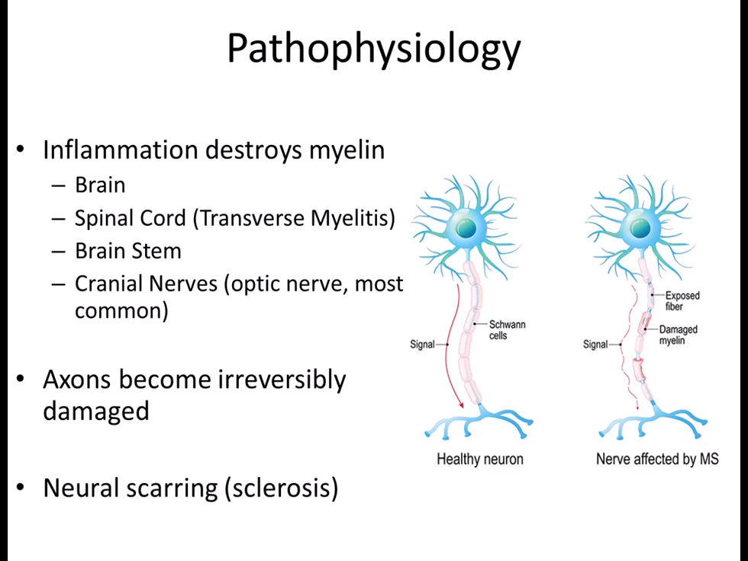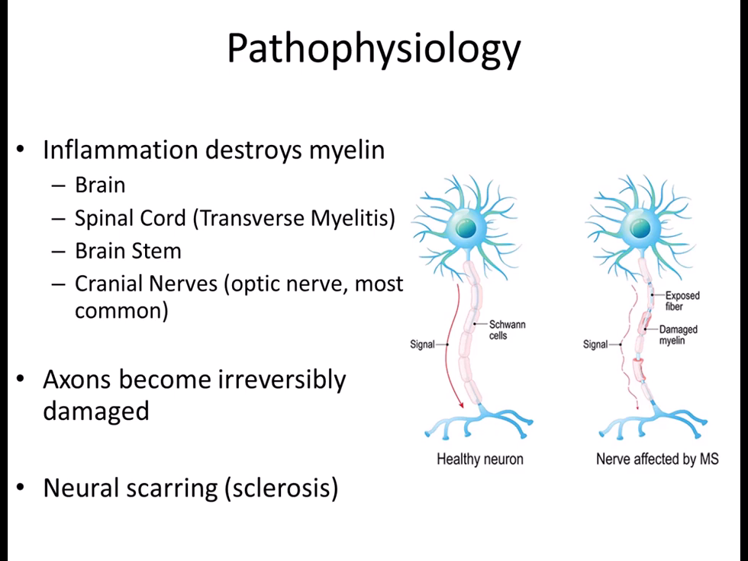Myelin can be destroyed in the brain and the spinal cord. If it's damaged in the spinal cord, it's known as transverse myelitis. It could be in the brainstem or any of the cranial nerves, knowing that cranial nerves are part of the peripheral nervous system, but they are affected by multiple sclerosis. Particularly the optic nerve is the most common.